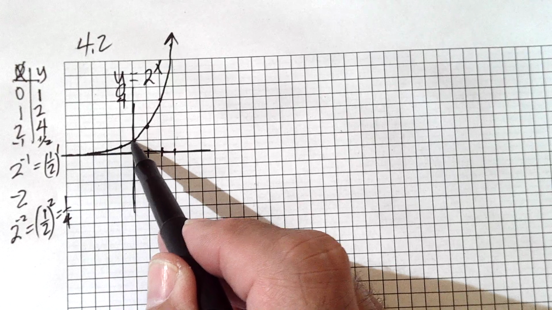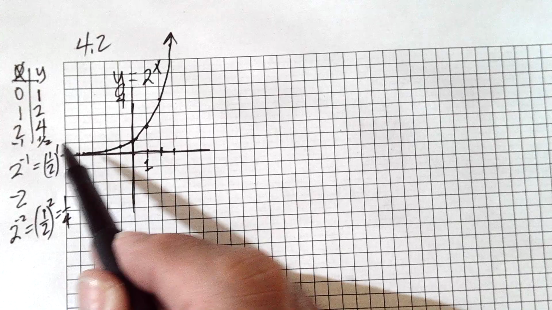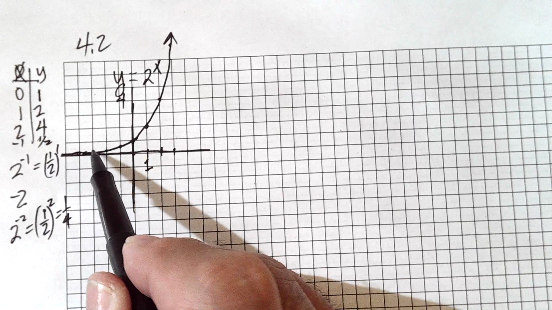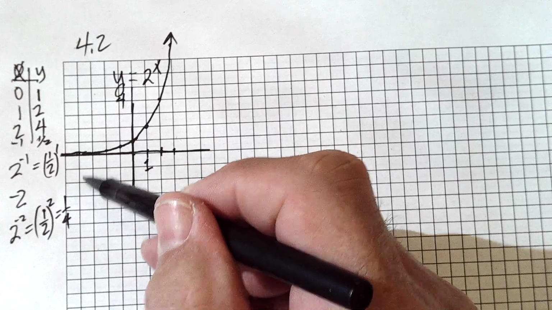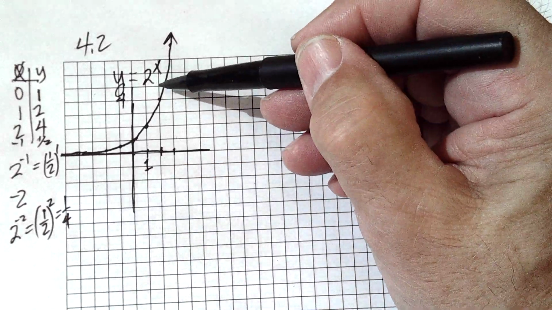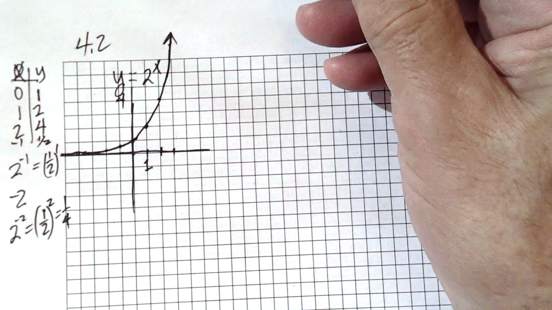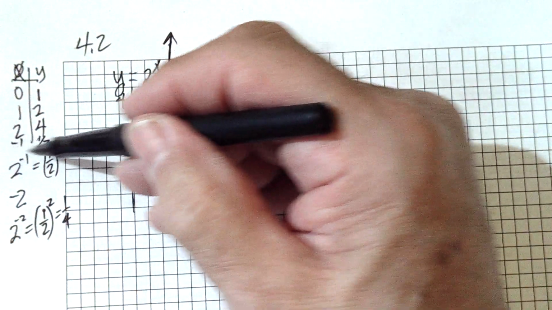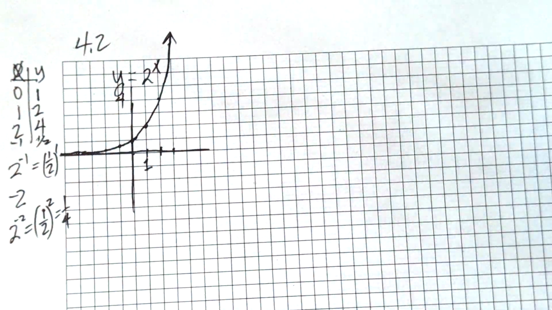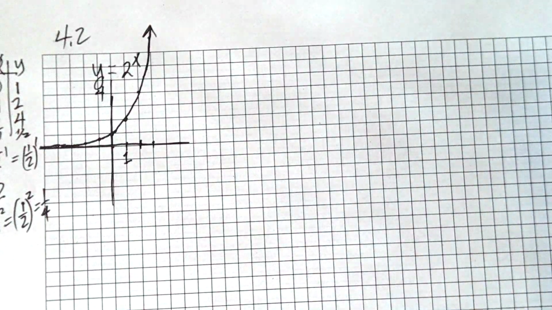And so on. It keeps getting smaller, goes to 1/8, 1/16, 1/32, keeps getting closer and closer to 0. It approaches the x-axis asymptotically. This side keeps going up. So it's asymptotic on the left side, but not on the right side. So now, what 4.2 is about is transformations of this.